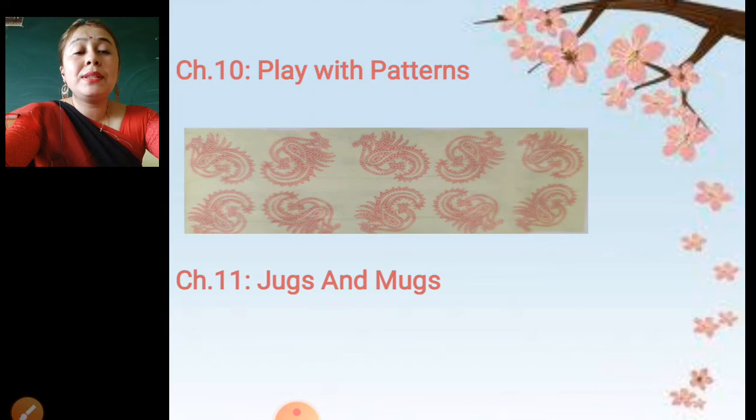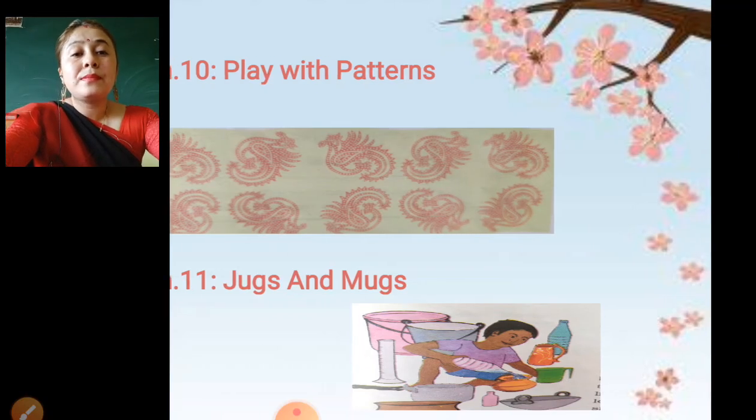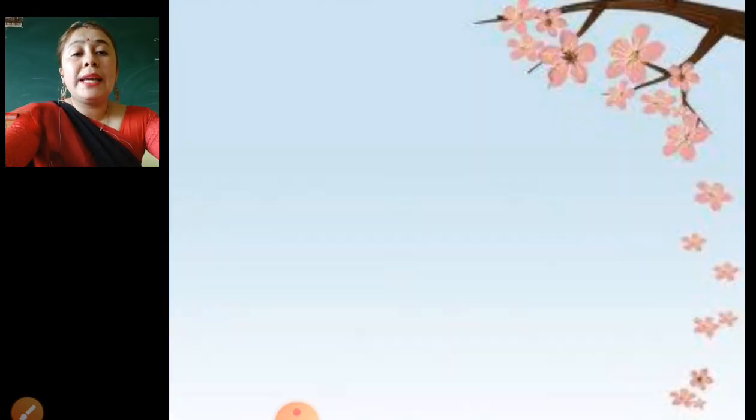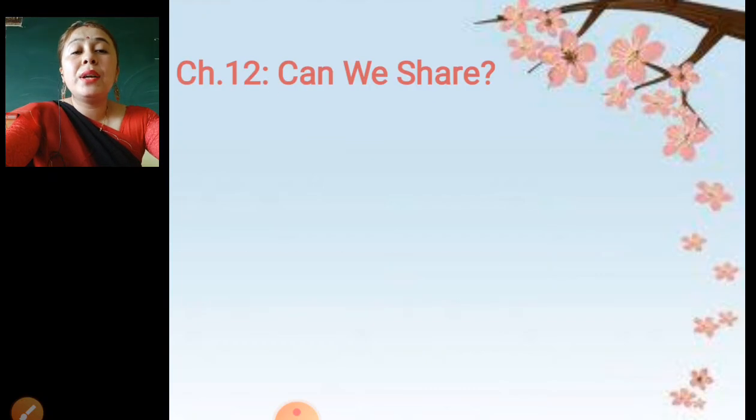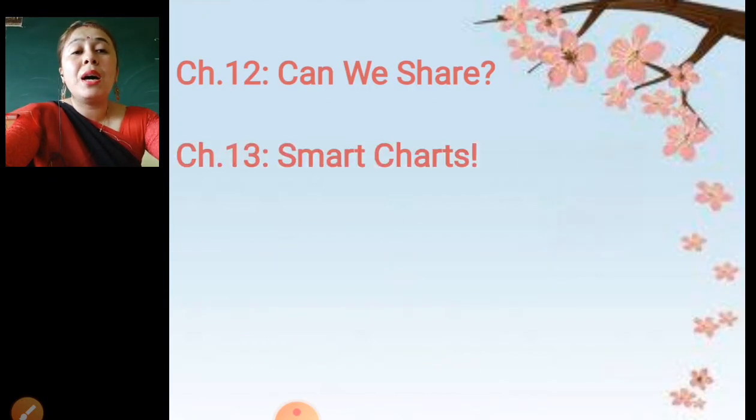So in chapter 10, Play with Patterns, you can see we will learn about different patterns, and we will also make different patterns using different shapes. In chapter 11, Jugs and Mugs, we will learn about capacity and the unit of capacity, okay. So next, chapter 12, Can We Share, and chapter 13, Smart Charts.